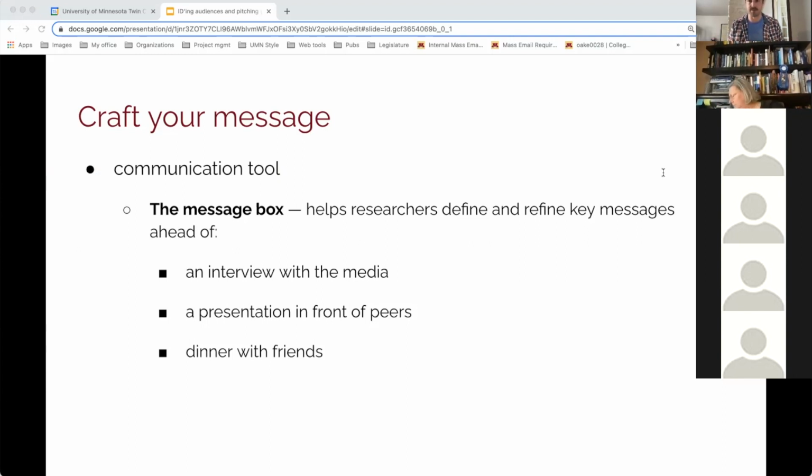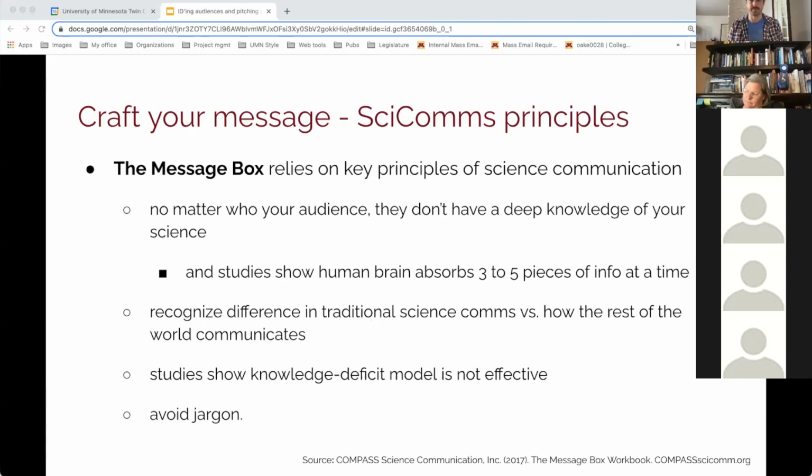Therefore, we think this tool is a great way to zero in, hone in on your message, which is a necessary step towards simplifying your message before delivering that message to a reporter or your peers or your friends at a dinner party. The message box was designed with key principles of science communication in mind, at least this specific message box that we're talking about, which we'll discuss where it comes from shortly.